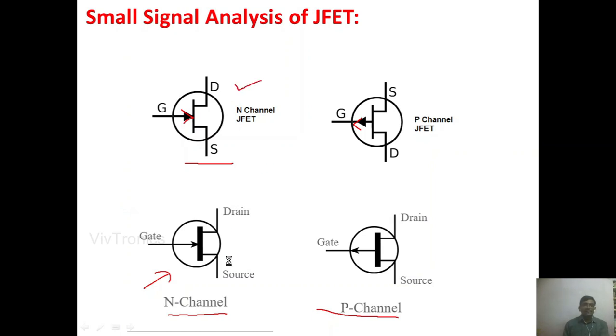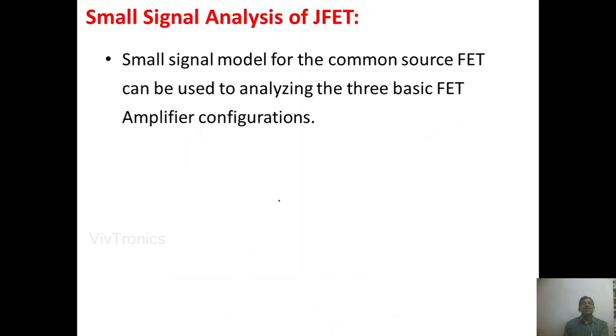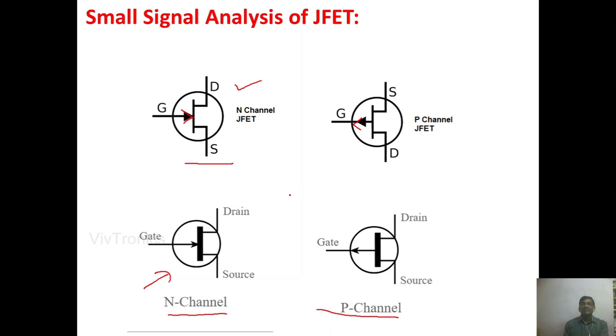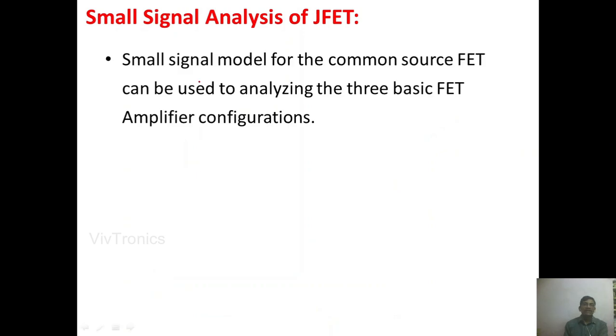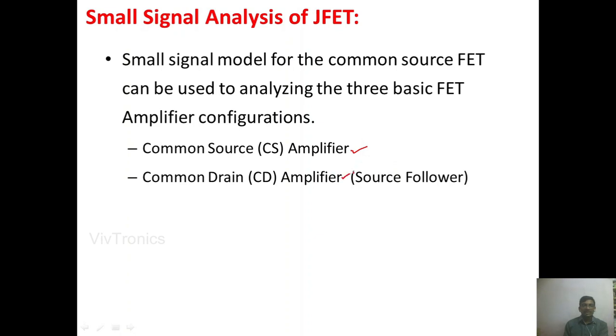Let us see. The small signal model of a common source FET amplifier can be used for analyzing the three basic FET amplifier configurations. JFET has three pins: a gate terminal, a source terminal and a drain terminal. Based on these three terminals, we can get three types of amplifier configurations: the common source amplifier configuration, the common drain amplifier configuration, which is also called source follower, and the third one is the common gate amplifier configuration.